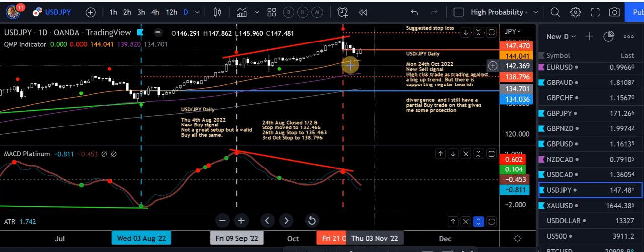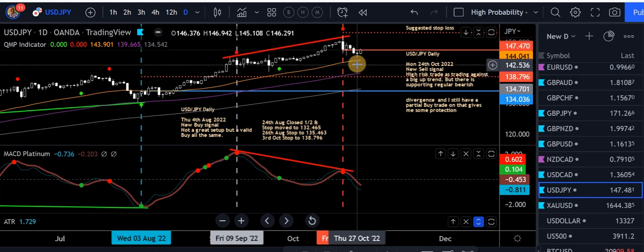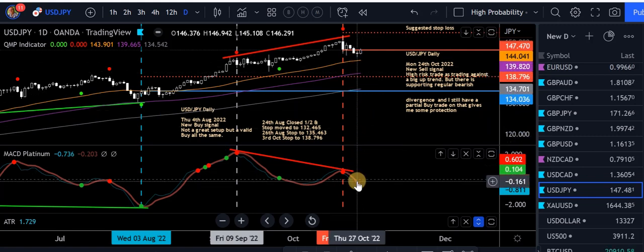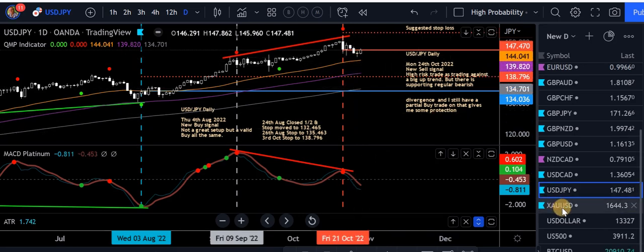And the last one was a sell on Monday, the 24th of October, and it's going nowhere fast. Just meandering around my entry level. The MACD platinum through the zero level. We'll see what happens. We'll just keep an eye on it.